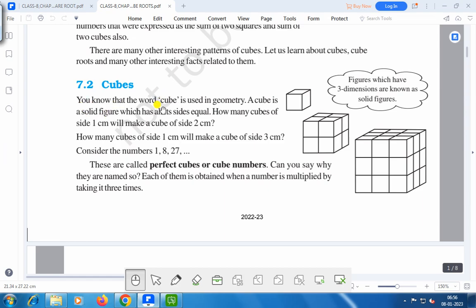Cubes. You know that the word cube is used in geometry. A cube is a solid figure which has all its sides equal. How many cubes of side 1 cm will make a cube of side 2 cm? How many cubes of side 1 cm will make a cube of side 3 cm?